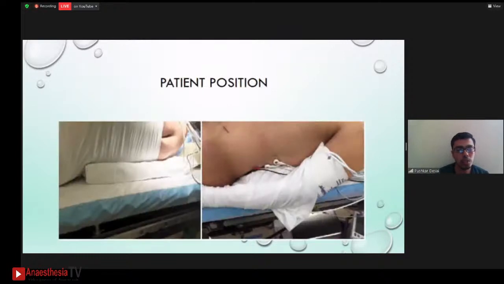After the induction, the position of the patient looks like this, where the left arm is tightly tucked by the side of the patient, and a sandbag is placed below the right shoulder, so that the hemithorax is elevated for surgical facilitation. The surgical view is enhanced due to this, but the drawback is that because of the traction on the ipsilateral arm, the patient might develop brachial plexus neuropathy in the post-operative period. So all the pressure points are to be padded during positioning. Particularly, we should take care of the ulnar nerve padding.